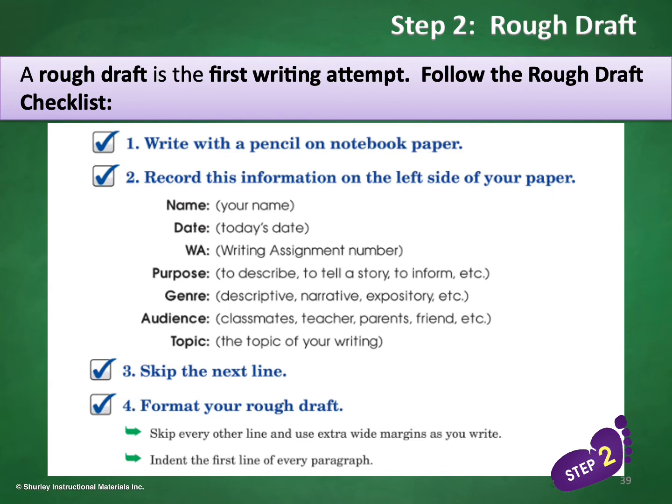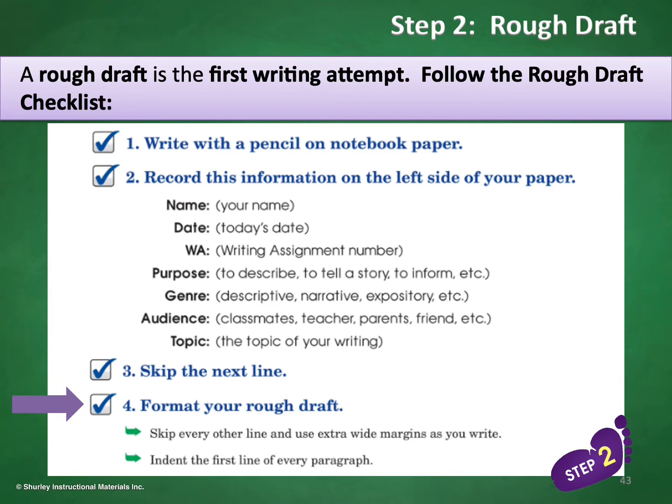Students will learn to follow the rough draft checklist as they compose their first writing attempt. The first 4 items on the rough draft checklist will teach students how to organize their rough draft. Number 1 instructs them to write with a pencil on notebook paper. Number 2 instructs them on what should be included in the heading of their paper. In number 3, students are taught to skip the next line between the heading and the beginning of their writing. Number 4 teaches students to skip lines between their writing so they will have built-in space available for revisions and edits in the next steps of the writing process.